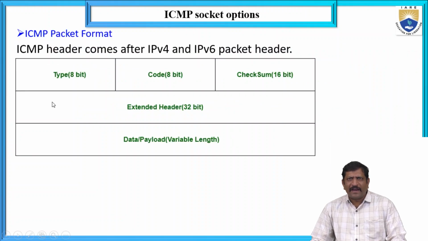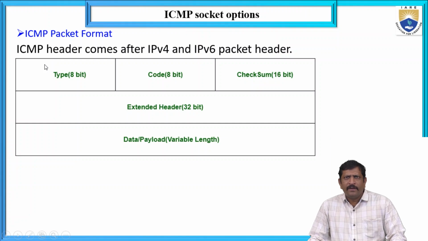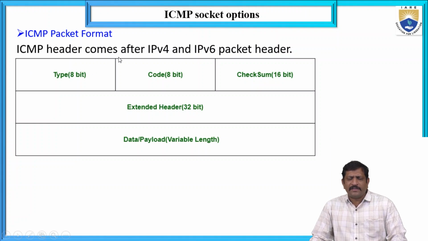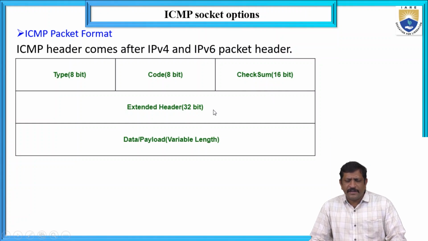Here, the ICMP packet format. The ICMP packet has three fields. The first field is 32 bits, in which the type is 8 bits, allocated for which type of message we are transmitting, the code is also 8 bits, and the checksum is 16 bits. Next is the extension header, that is 32 bits. Third is the data or payload, which is of variable length.